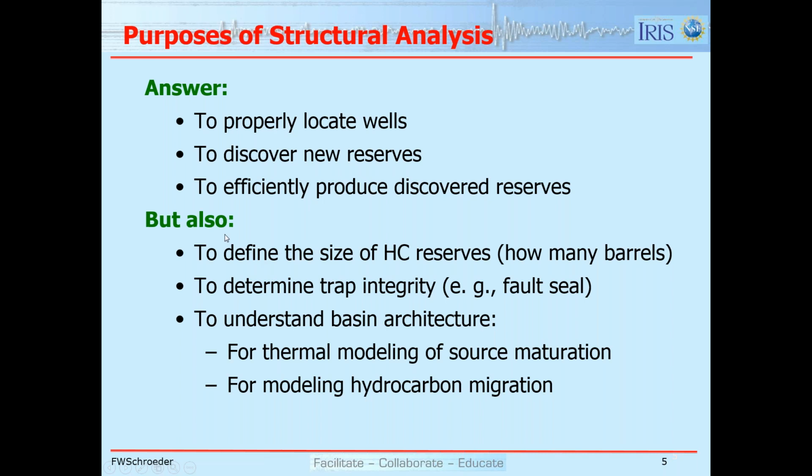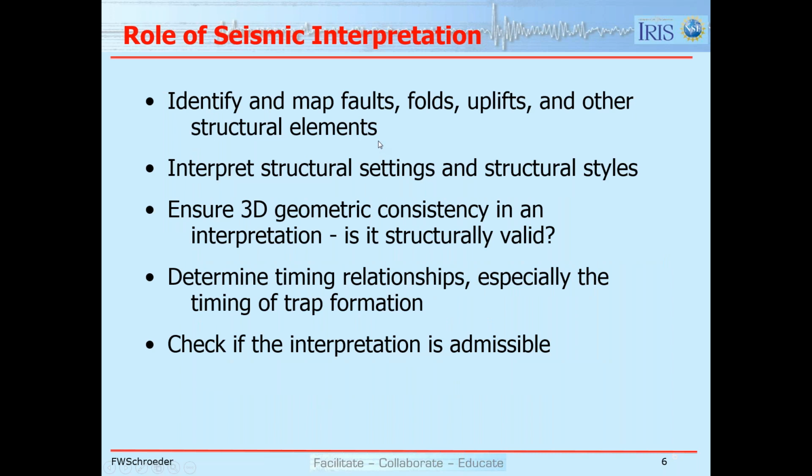But the other things we want to do in terms of structural analysis, we want to define the size of the hydrocarbon reserves. How many barrels of oil or how many cubic feet of gas. We want to determine trap integrity. How good is the trap and what's the control? Things such as if there's a fault through the reservoir zone, is that fault a sealing fault or a leaking fault? And we also want to understand the basin architecture, and that will help us as we develop ways to model the temperature history of the basin, which is a key factor in predicting source hydrocarbon maturation, and also to model hydrocarbon migration.